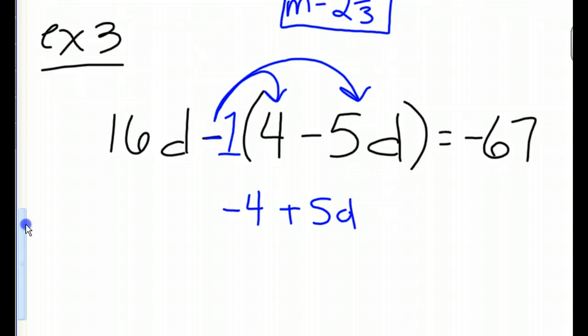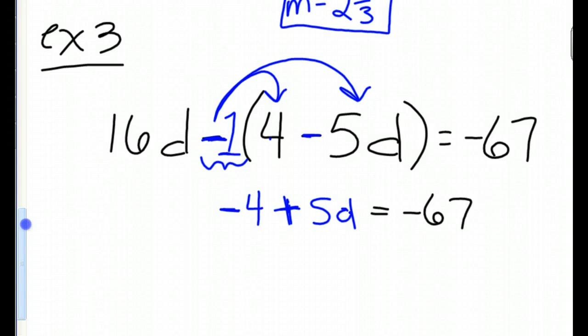So let's review. This right here is a -1. When there's nothing written there, when it's just a negative there, we can pretend that there's this one here. It's an invisible 1. So negative times a positive is a negative. Negative times a negative is a positive. All right, so now we rewrite the rest of our problem.